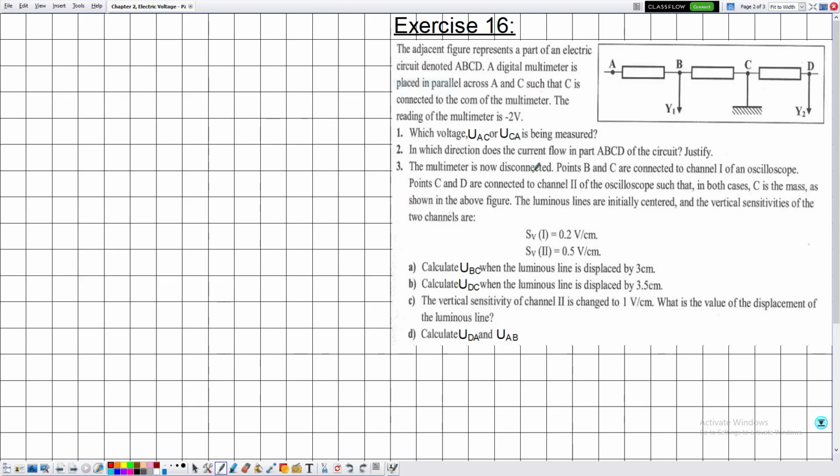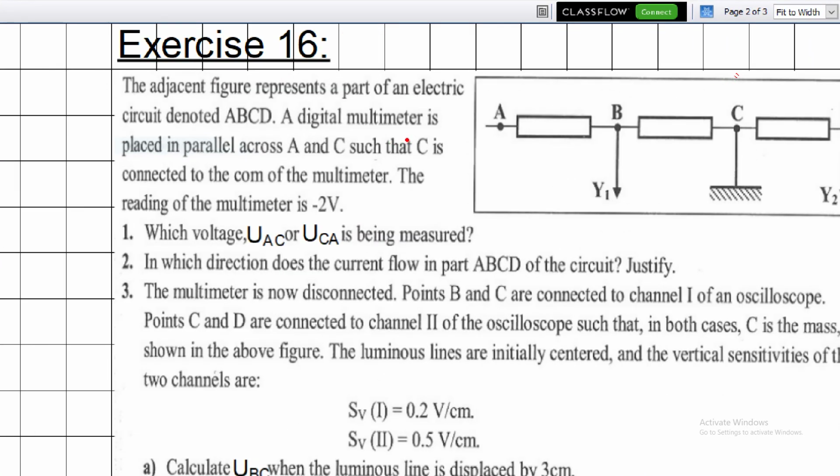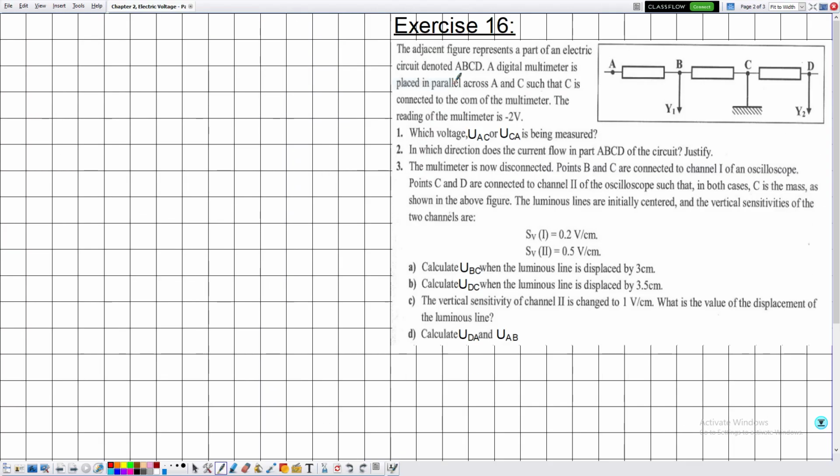Now as for exercise number 16, they are telling me the adjacent figure, they mentioned the figure, now we can use it, represents a part of an electric circuit denoted by ABCD. A digital multimeter is placed in parallel across A and C. Recall that a multimeter is an instrument that can be used either as an ammeter or voltmeter. Here, since it is connected in parallel, then it's a voltmeter. So you are using it as a voltmeter across A and C. So this is the voltmeter.